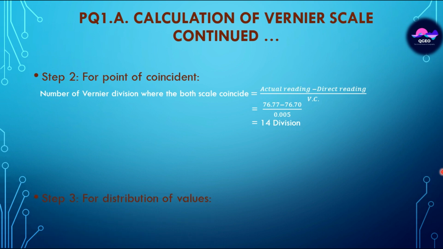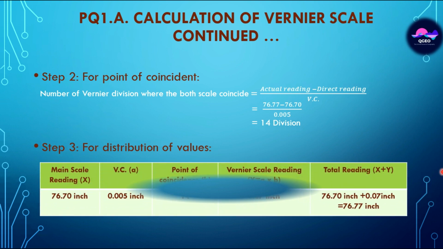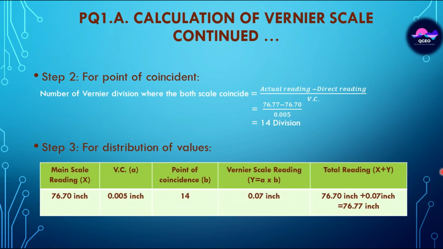Step 3, for distribution of values, main scale reading, that is X, 76.70 inch, Vernier constant, that is A, 0.005 inch, point of coincidence B, that is 14. So Vernier scale reading will be Y is equal to A into B, that is 0.07 inch. Total reading X plus Y, that is 76.70 inch plus 0.07 inch is equal to 76.77 inch.